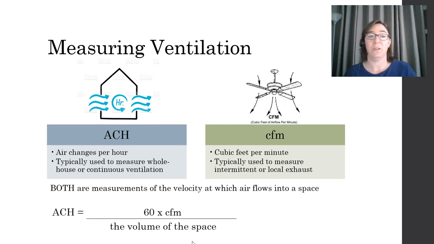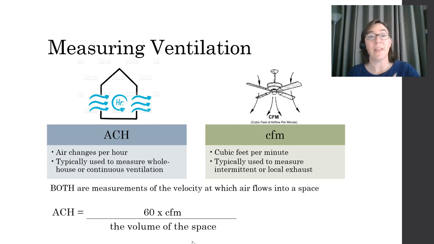Let's start out with some definitions. Here we have two common measurements of the velocity at which air flows into a space. On the left, we have ACH, or air changes per hour. This measurement is typically used to measure whole house or continuous ventilation. On the right, we have CFM, or cubic feet per minute. It's more typically used to measure intermittent or local exhaust and for a specific fan or piece of equipment.